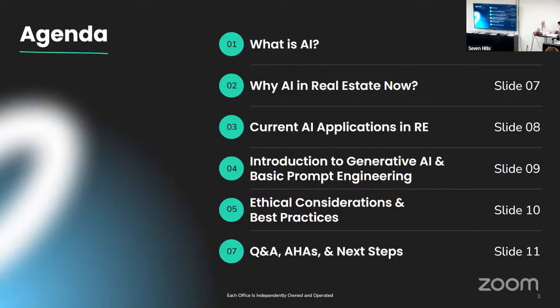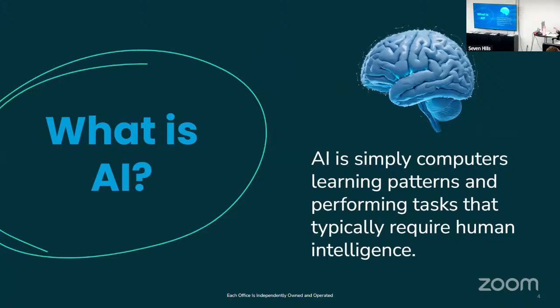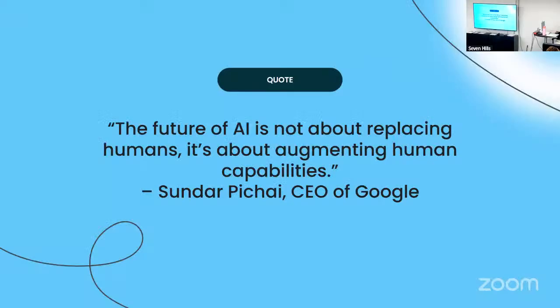Okay, so what is AI, right? AI is simply computers learning patterns and performing tasks that typically require human intelligence. I really love this quote by the CEO of Google: the future of AI is not about replacing humans, it's about augmenting human capabilities. And that is one of my favorite things.